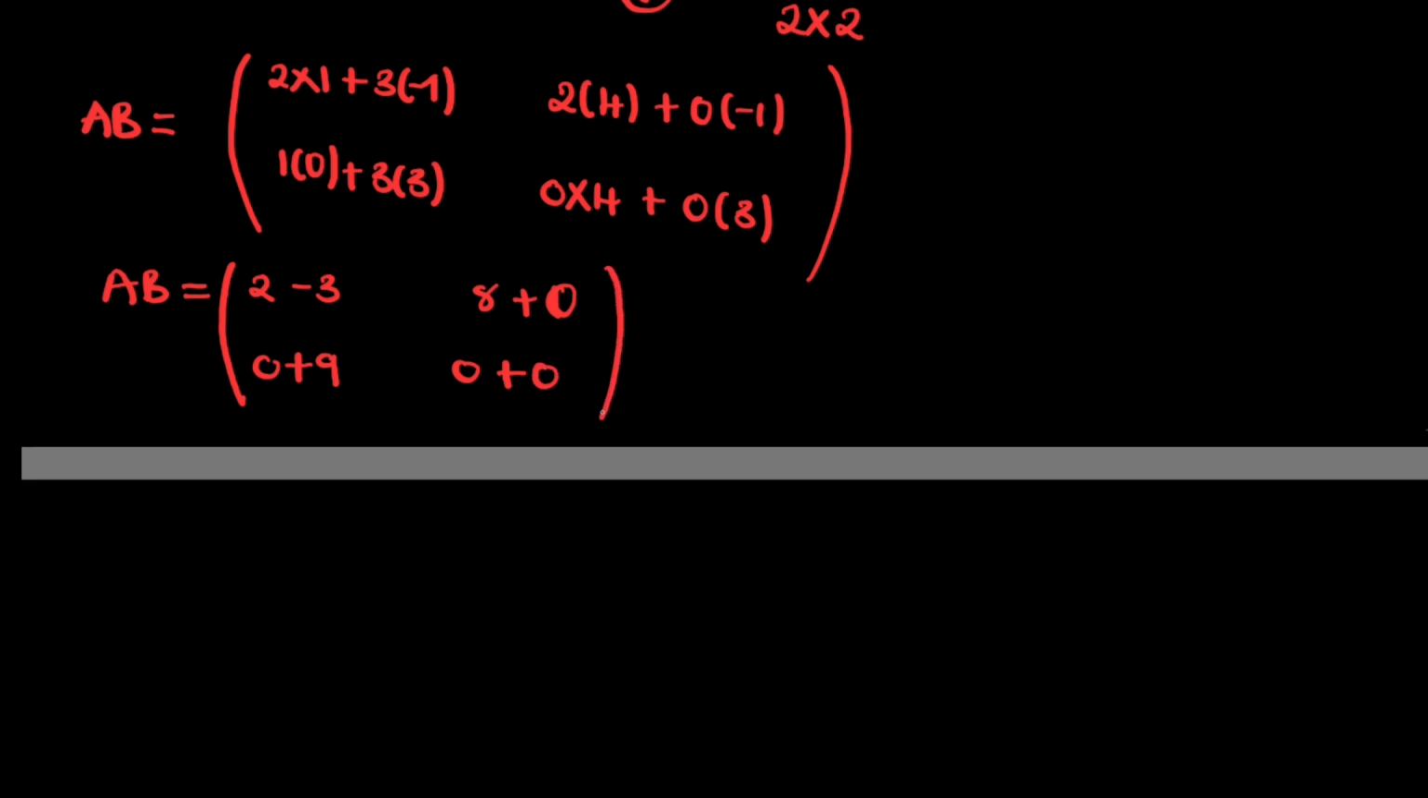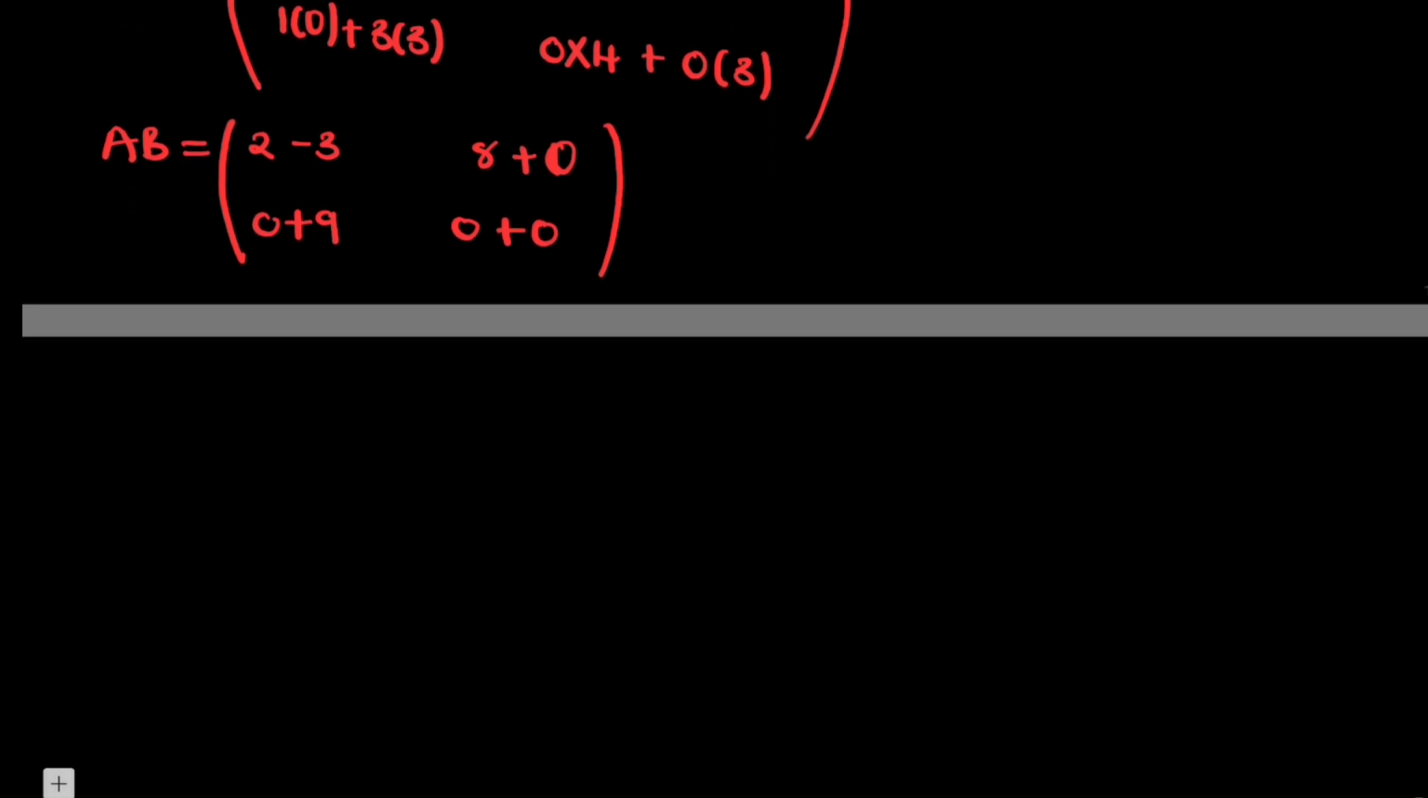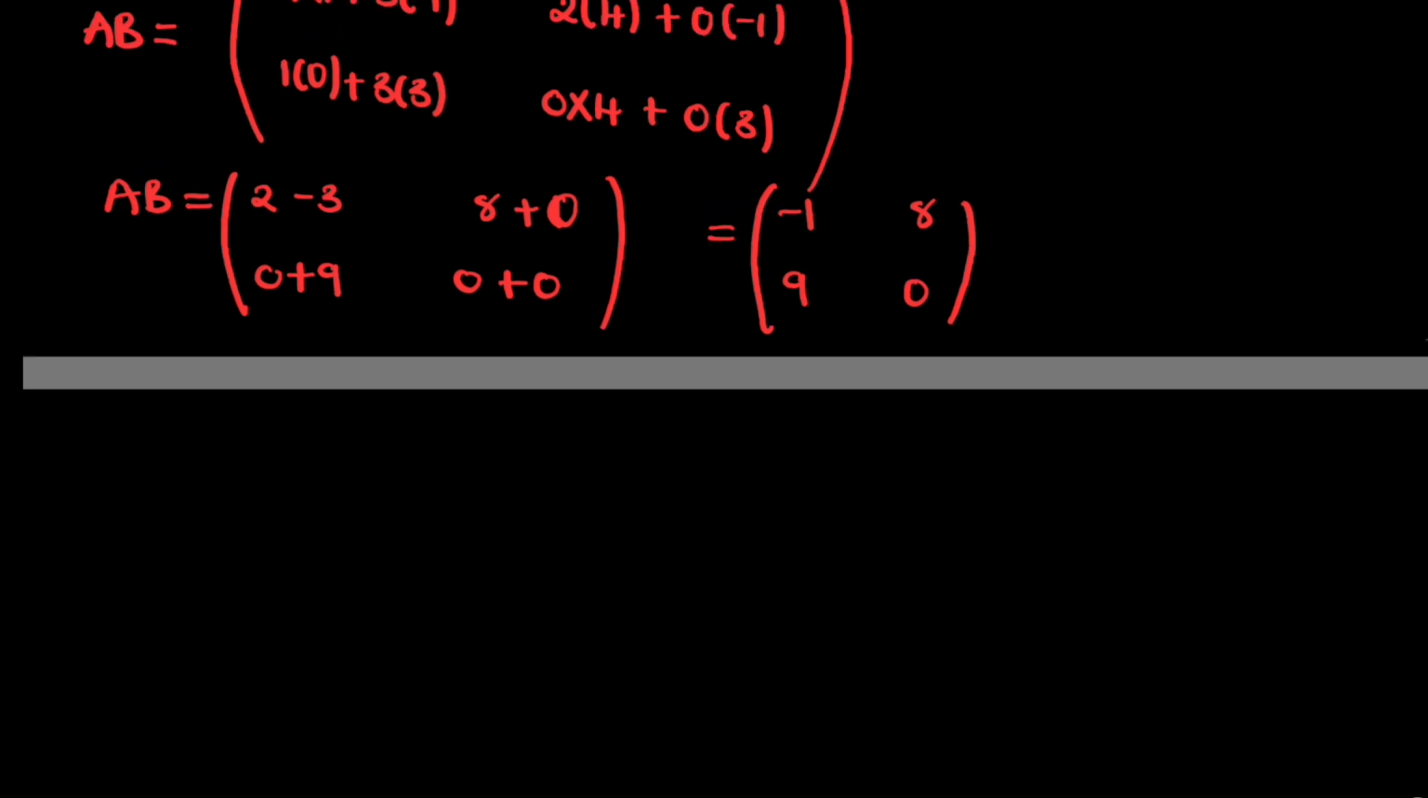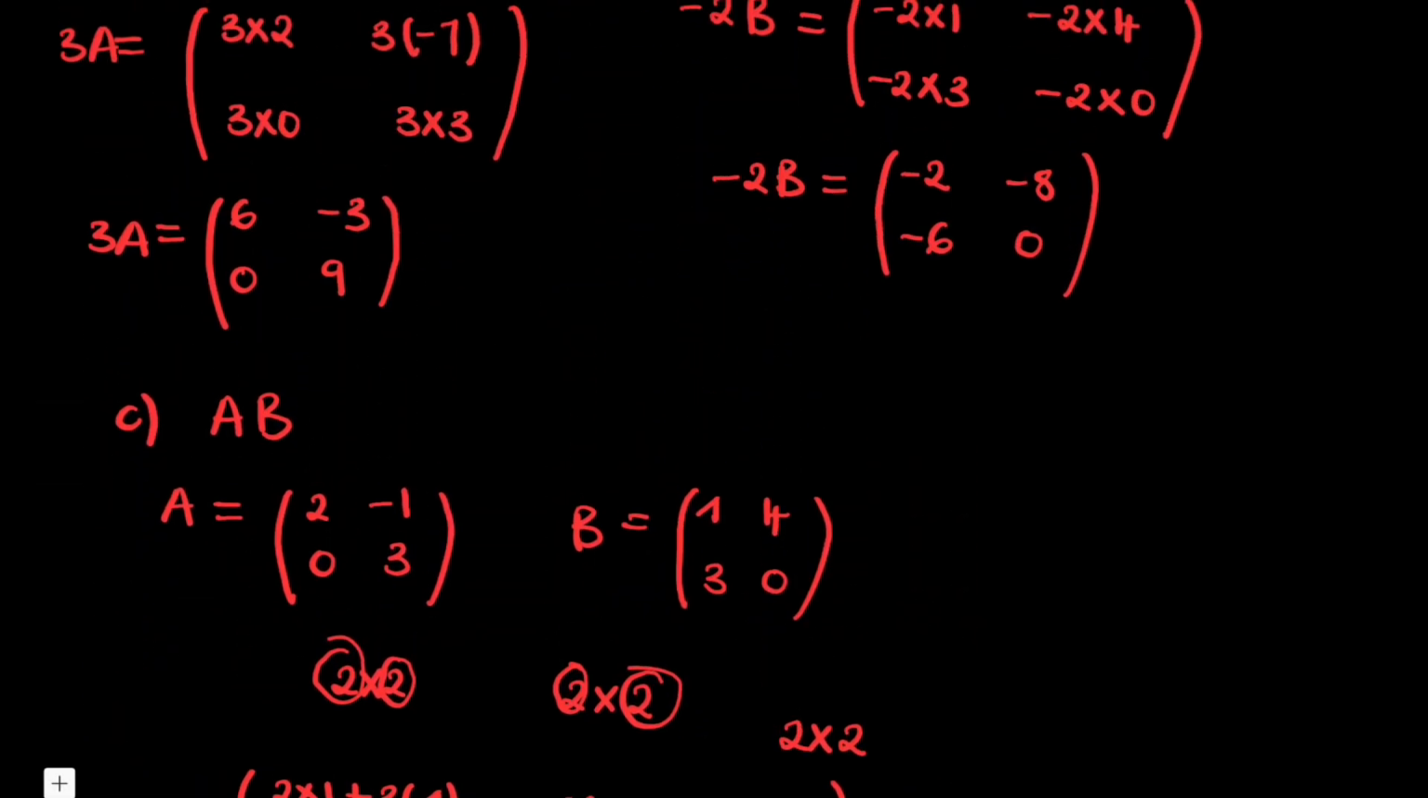So now this boils down to 2 minus 3, which is minus 1, 8 plus 0, which is 8, 0 plus 9, which is 9, and 0 plus 0, which is 0. So that is our final product AB. To multiply a matrix by a scalar, we are just multiplying the scalar by every element in the matrix. And to multiply a matrix by another matrix, we take it row by column. We multiply each row by each column.